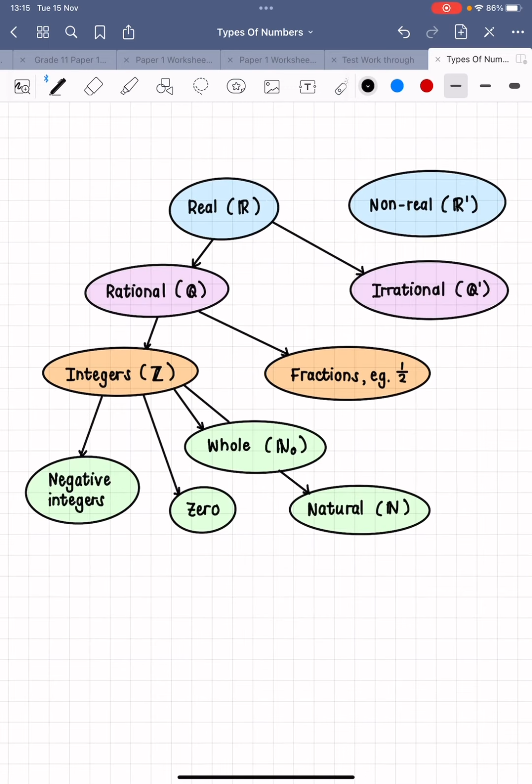Feel free to take a screenshot of this little summary, just showing you how the different types of numbers are all connected.